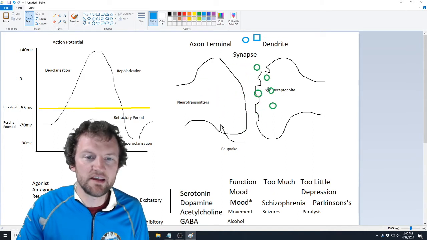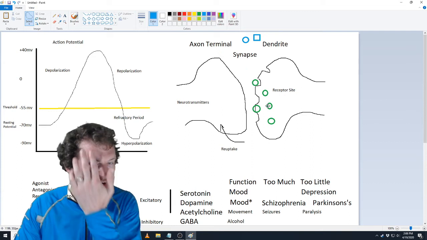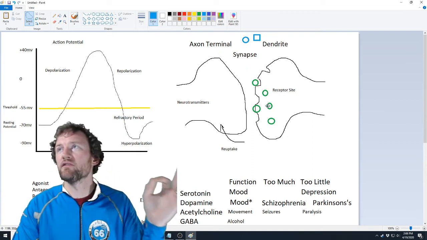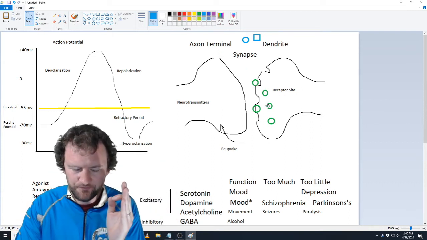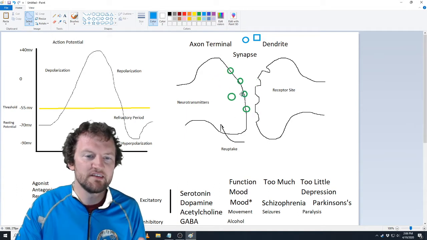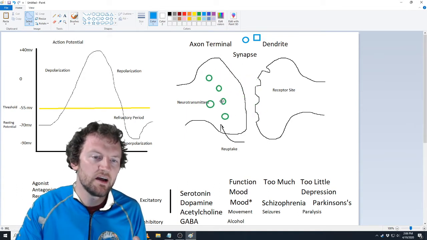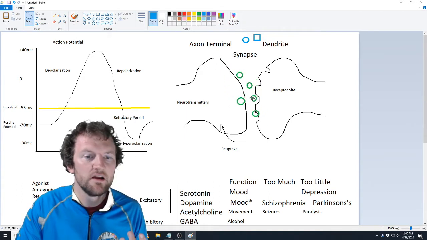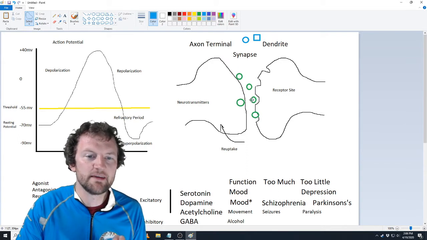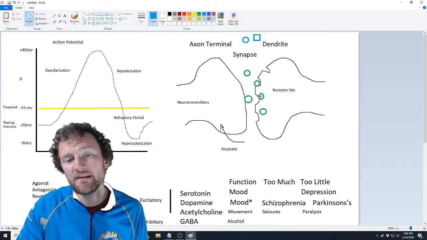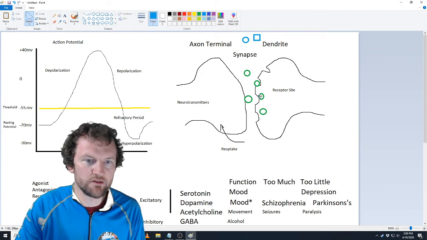So it stays in the synapses and it binds more easily next time. So next time an action potential comes across the axon and releases these things, they don't even have to go from the axon terminal to the synapse because they're already there. So they have less distance to travel, which makes it easier for them to send signals. So you have less of them, but they work more efficiently.